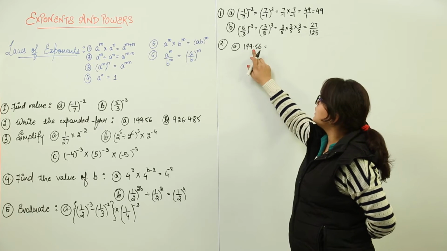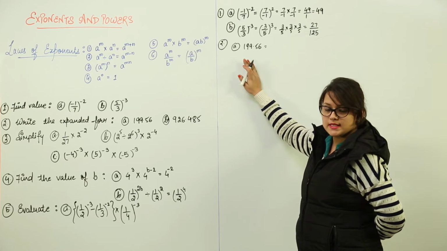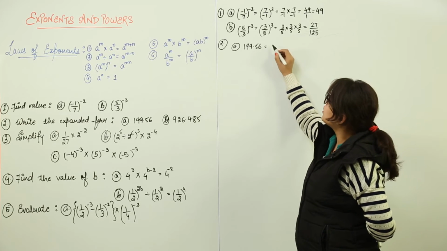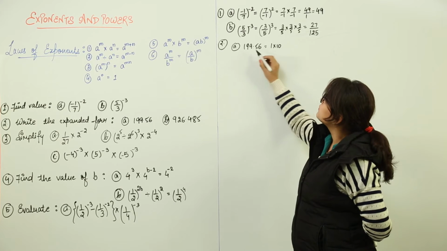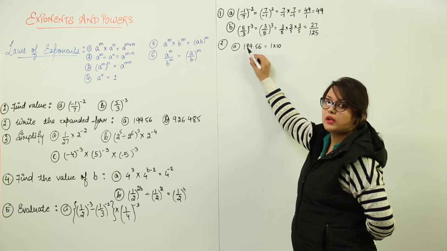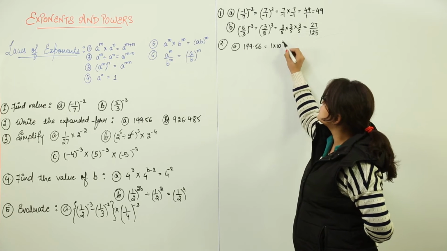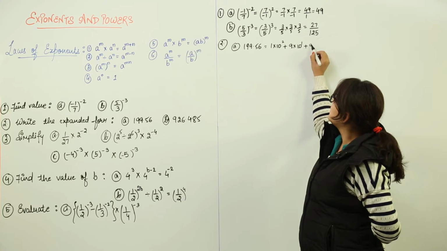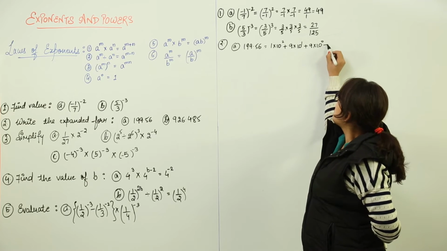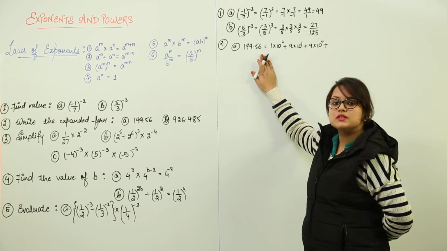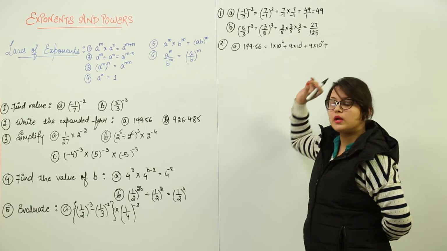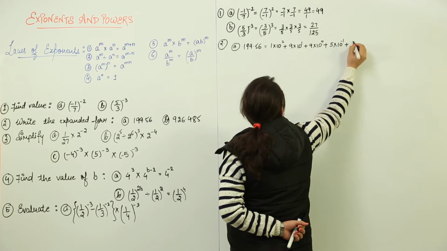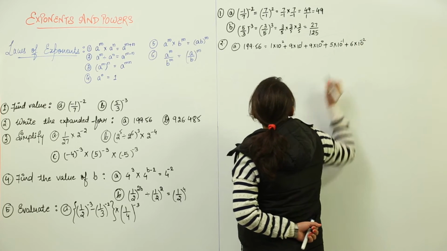199.56. We know that before the decimal place we start from the right hand side. From the right hand side, this is the ones place, tens place and hundreds place. So what we will be doing? 1 into 10 raised to power 2 plus 9 into 10 raised to power 1 plus 9 into 10 raised to power 0 plus, now after the decimal place we will start with 10 raised to power minus 1. So 5 into 10 raised to power minus 1 plus 6 into 10 raised to power minus 2.